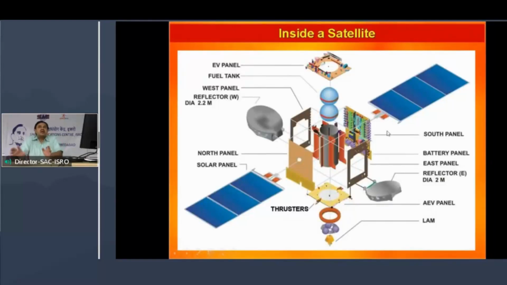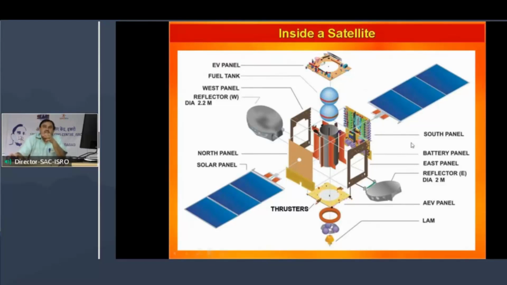So as I said, satellite is a structure. It contains various electronics and various mechanical elements, like south panel, north panel, east panel, west panel, which will give you the basic resources for generating power, for sustaining its life, for doing communication, all those things.